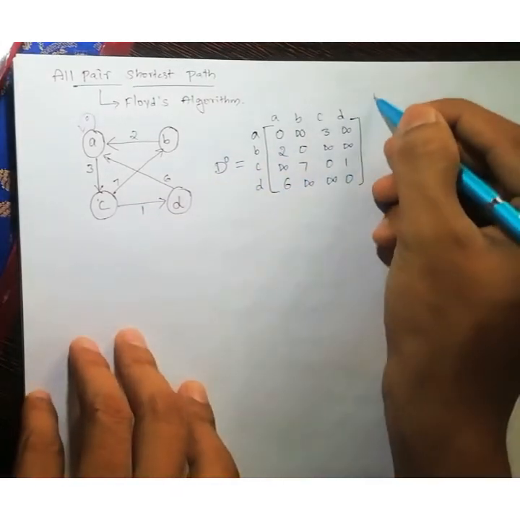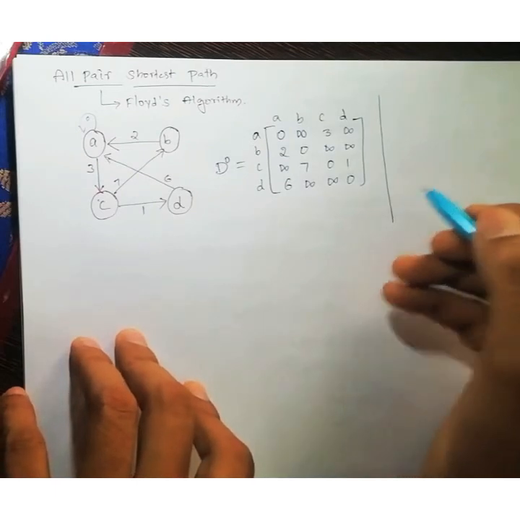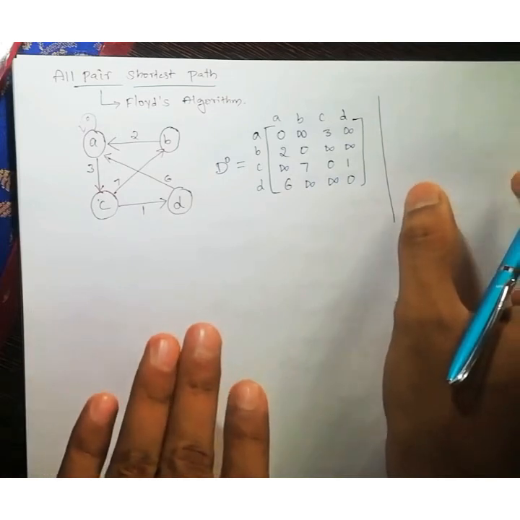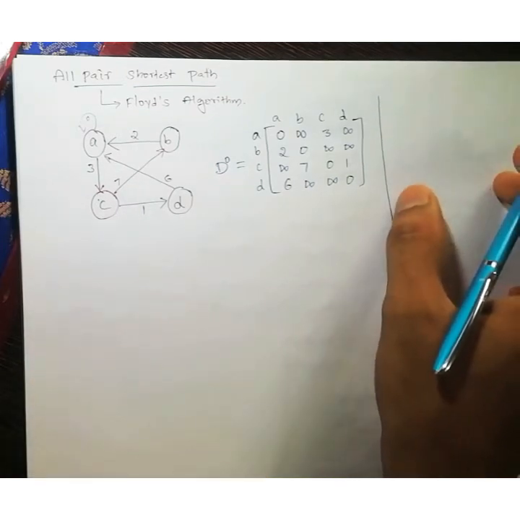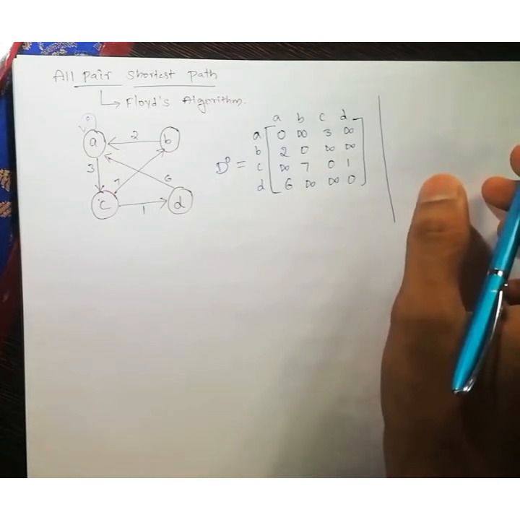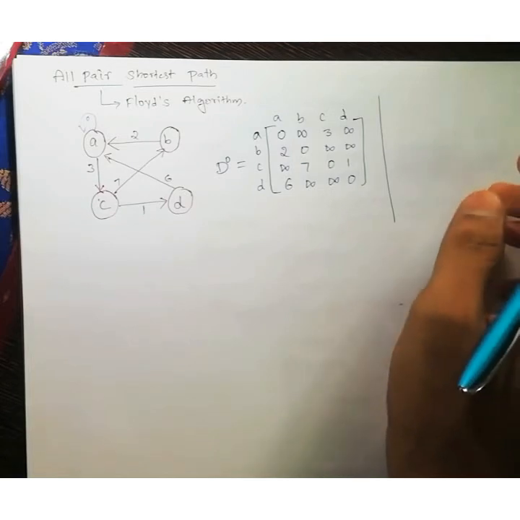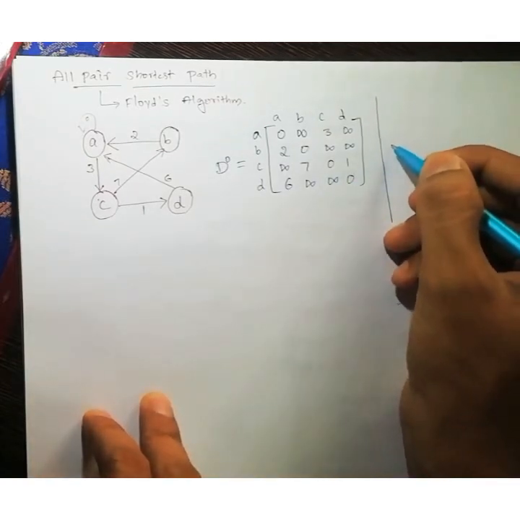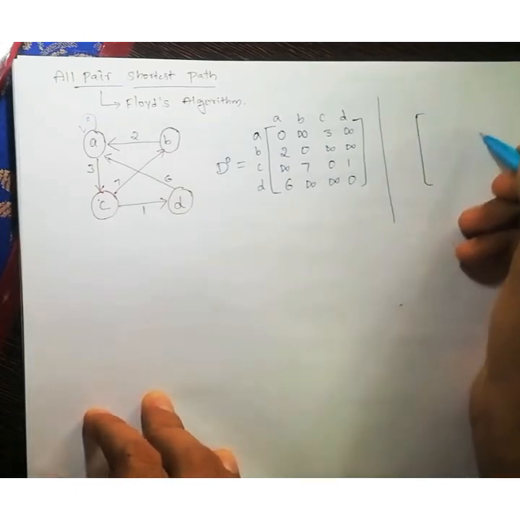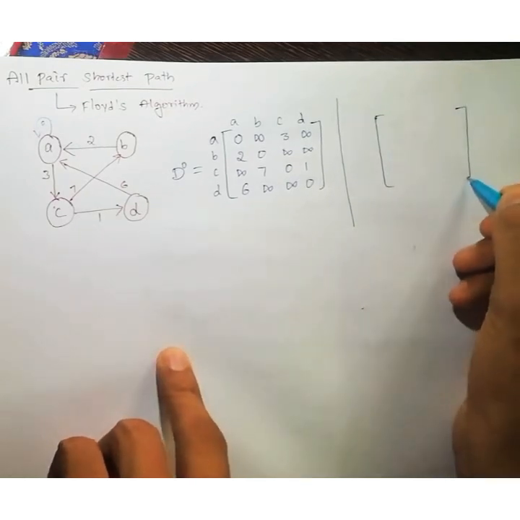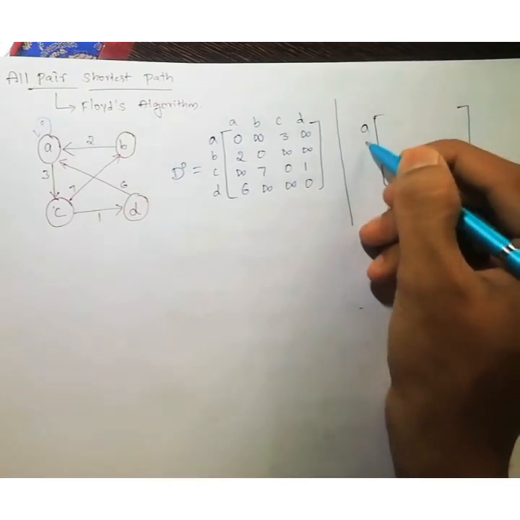Now what I have to do, I have to find the actual matrix, whose matrix contains distance from A to all other vertices, B to all other vertices, C to all other vertices, and D to all other vertices, with minimum distance. How to find it we will discuss, but I will write that matrix, like your transitive closure, for all possible paths, either direct edge or indirect edge. How to write? Let's see.